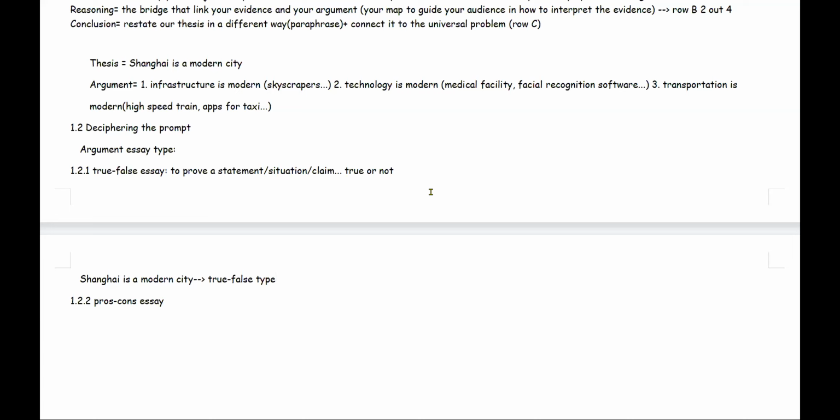So let me give an example. It's not from AP Lang, but it's from TOEFL writing. One year, the TOEFL independent writing prompt is, do you agree or disagree that advertisements are exaggerated nowadays? Ted, is that true false, or pros cons?